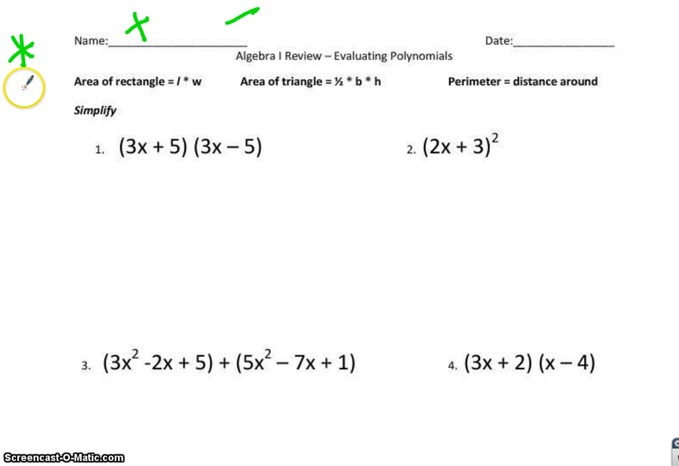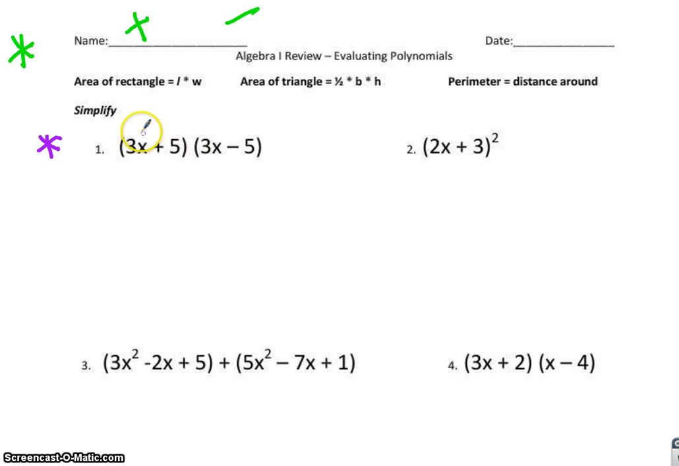If you're multiplying, you're going to multiply big numbers and add exponents. If you're adding, you're going to combine your like terms. And if you're subtracting, it's leave, change, opposite, or subtract your like terms. So looking at number 1, there's nothing between the parentheses, so we know that this is a multiplication problem.